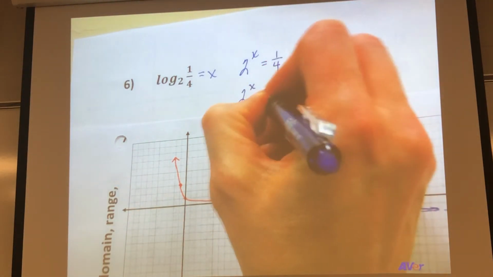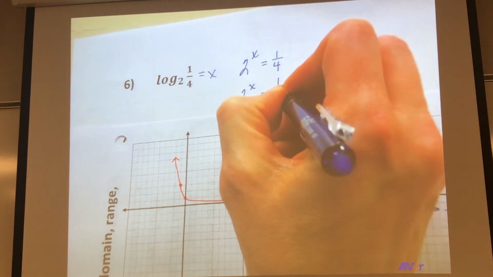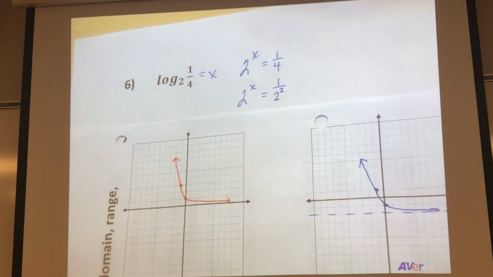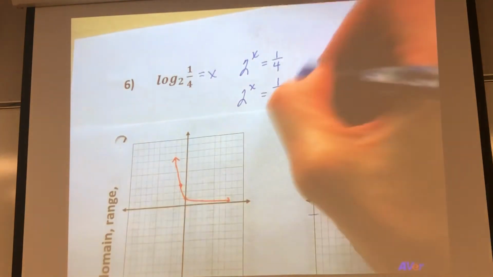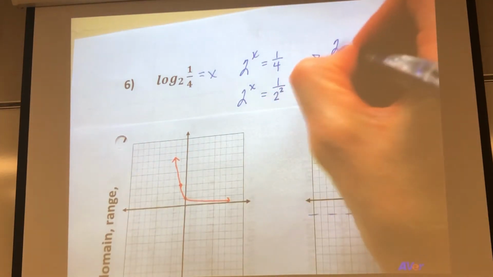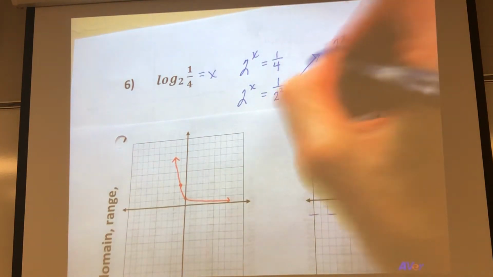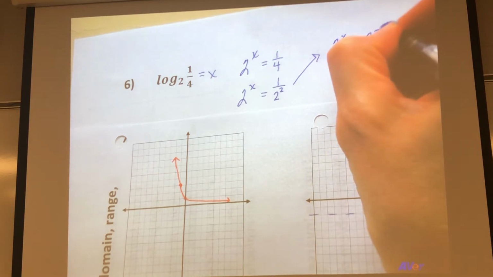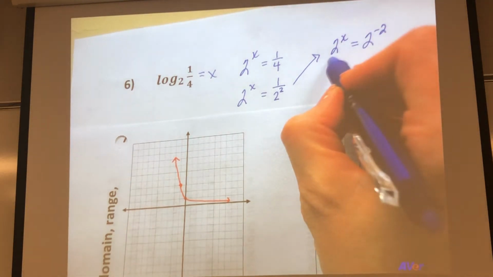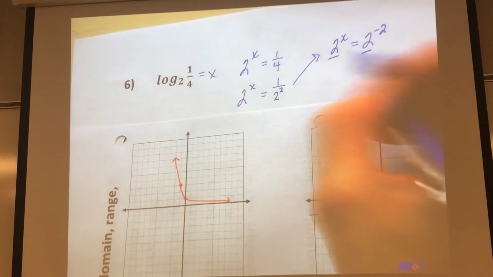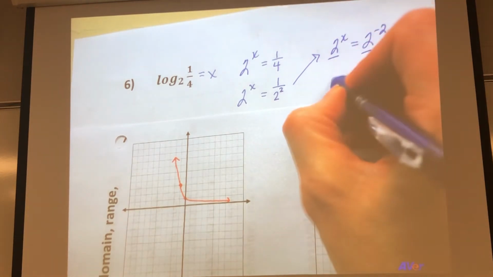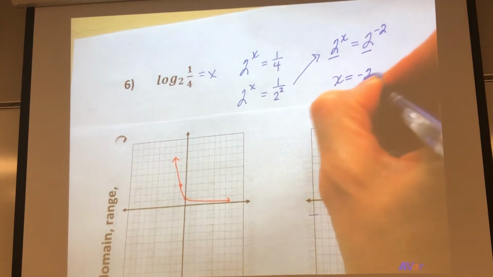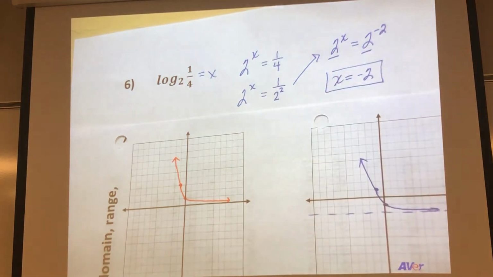So we know that 2 squared is 4, but we don't want it in the denominator. So if you remember your exponent rules, to get it back up to the numerator, we could make it a -2. See how our bases are now the same? Once your bases are the same, your exponents are equal to each other. So we'd say x equals -2.